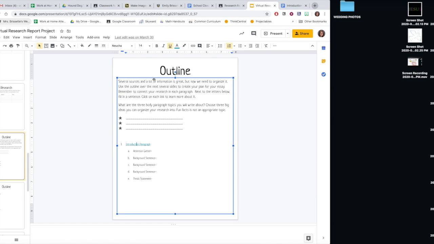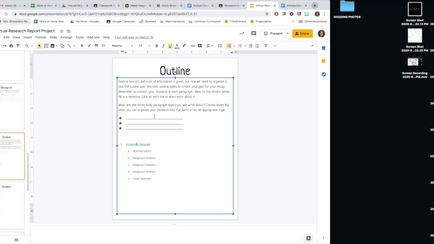With all of your information, that's really awesome, but now we want to put it in organization. So I have this outline for you to use for your essay. It's exactly like what we did for the persuasive essay. You're just going to be working on making an outline for your research report. It's a slightly different setup, but mostly the same.